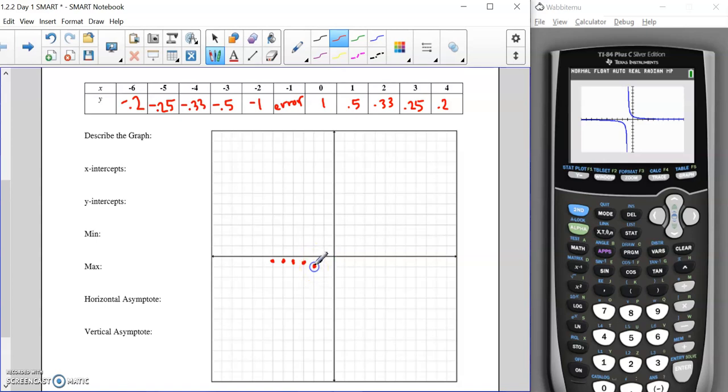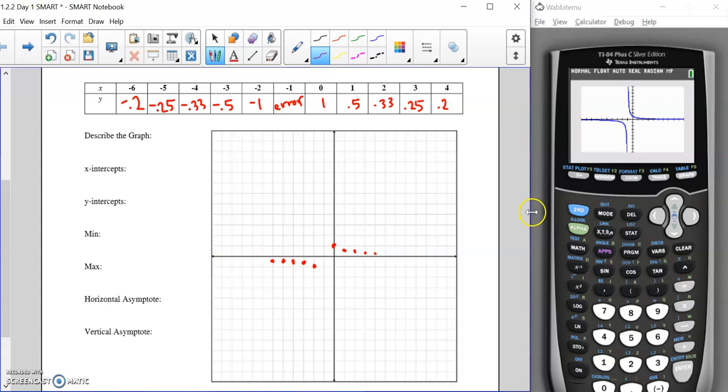Here's one that's different. -2, -1. -1, there's an error, so we're going to skip that. We're going to go straight to 0. We're at 1. 1 is at 0.5, and then 0.33, 0.25, 0.2. Okay, and then we're going to sketch our curve. We're going to try our best to make it look like this. I apologize in advance for my graph because it's probably going to be a little rough.